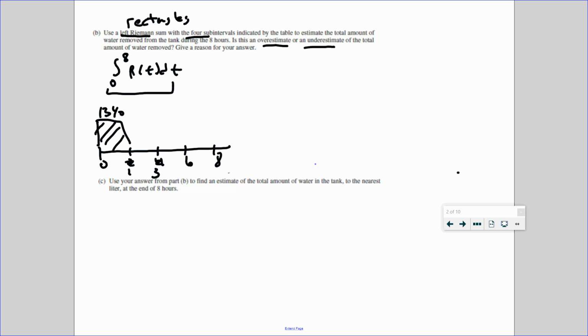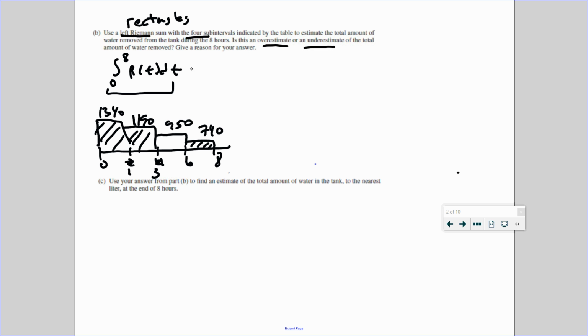There we go. Remember, the rectangles don't always have to be the same lengths. So between 1 and 3, 1 is on the left, so that's going to have a height of 1,190. Between 3 and 6, we pick the 3 because it's on the left side, 950. And between 6 and 8, we're going to use the 740.